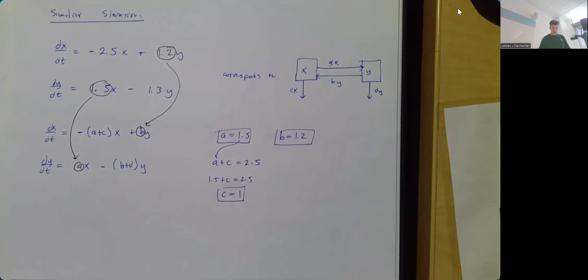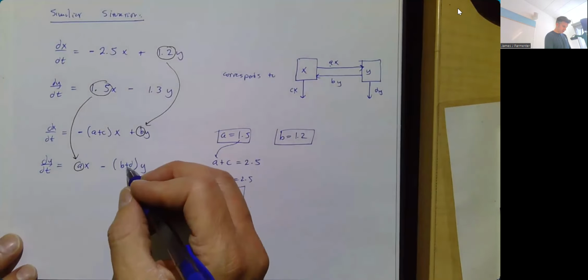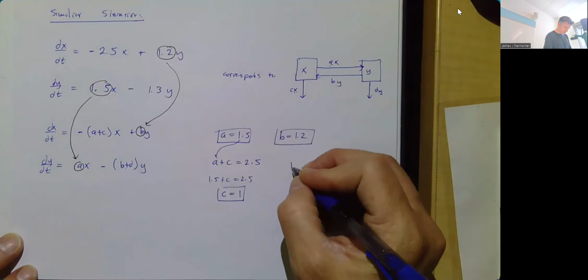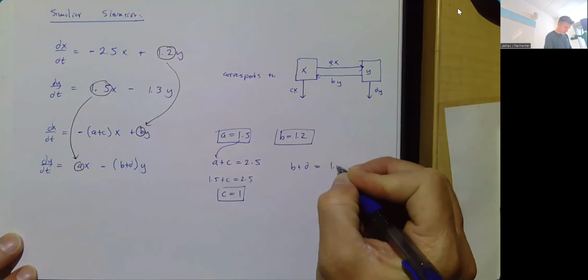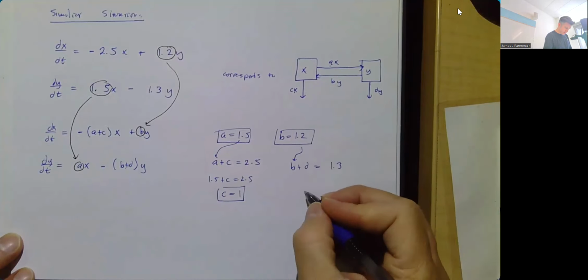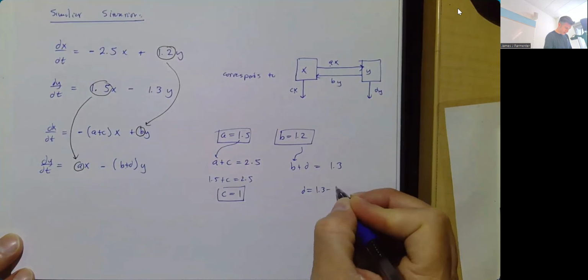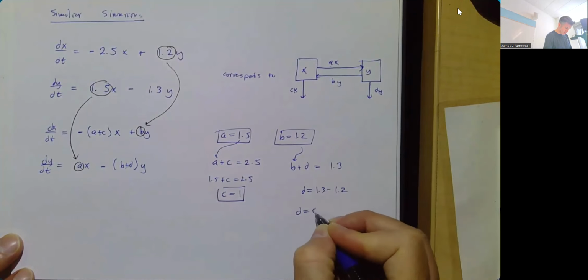Almost a minute. Okay. So to find D, I'm going to say that B plus D equals 1.3. Since B is 1.2, we know that D has to equal 1.3 minus 1.2. So D is equal to 0.1.